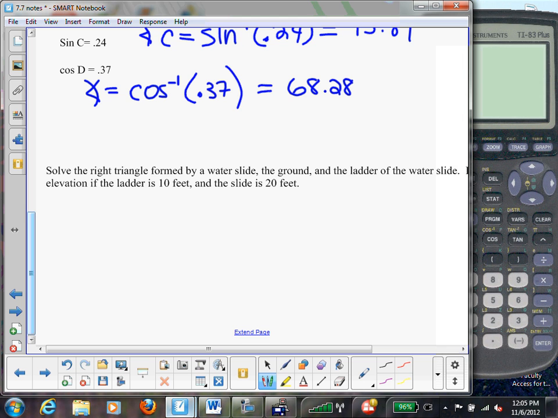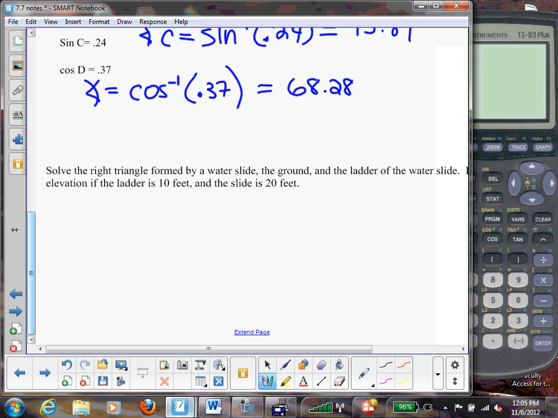I will tell you, you have to memorize those 30, 60, 90s because they are so important next year. Okay? And if we have time, I'm going to start you into some of this stuff for the 30, 60, 90s and the 45, 45, 90s. You just have to know it to do well.